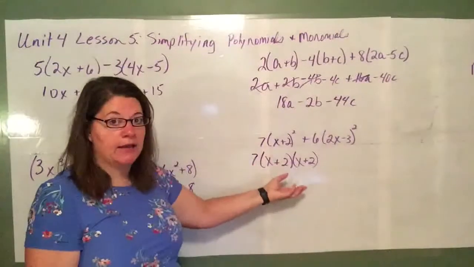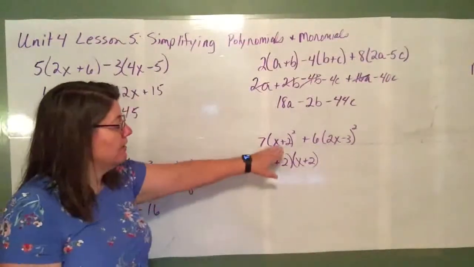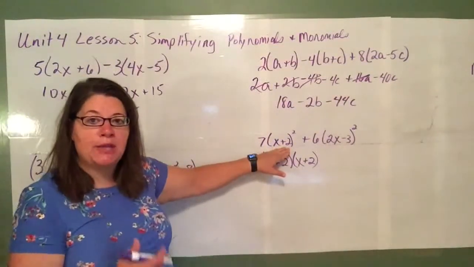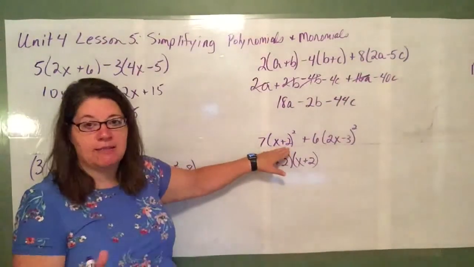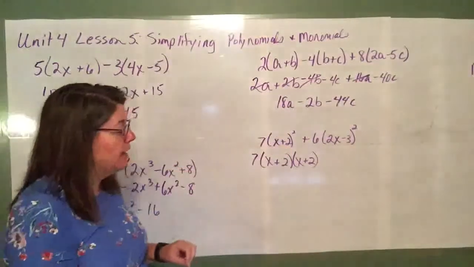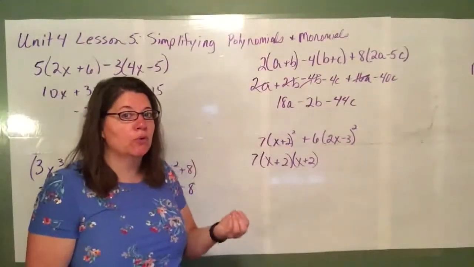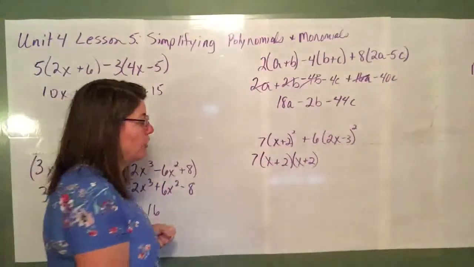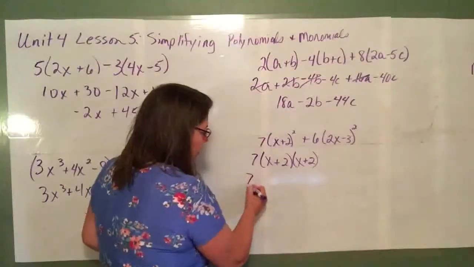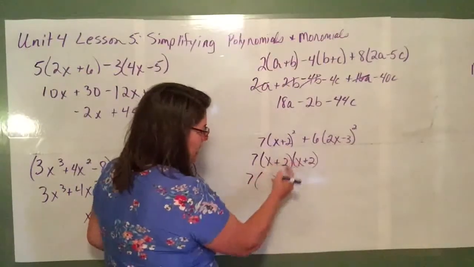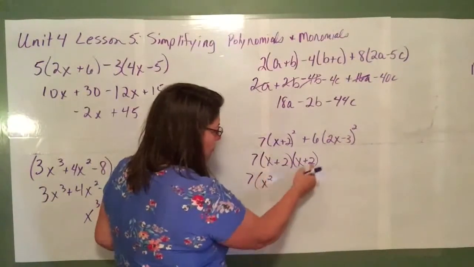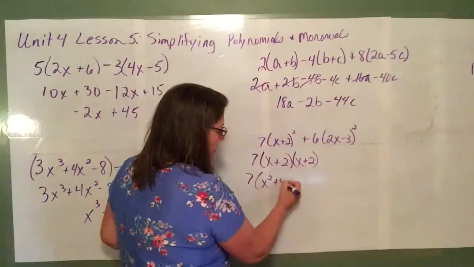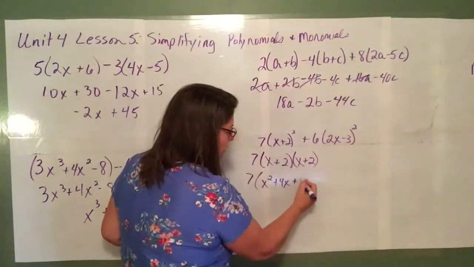We FOIL that, okay? A common mistake here is students look at that and they say, well, the answer to that is x squared plus 4. But when they do that, they're leaving out that middle term, and that ends up making the whole thing wrong. So you have to be real careful. You can't forget those small rules in Algebra 1 because they end up being big mistakes when you go forward. So when I FOIL that, the 7 I'm going to keep here, x times x is x squared, x times 2 is 2x, 2 times x is 2x. So we've got 2x plus 2x is 4x, and 2 times 2 is 4.